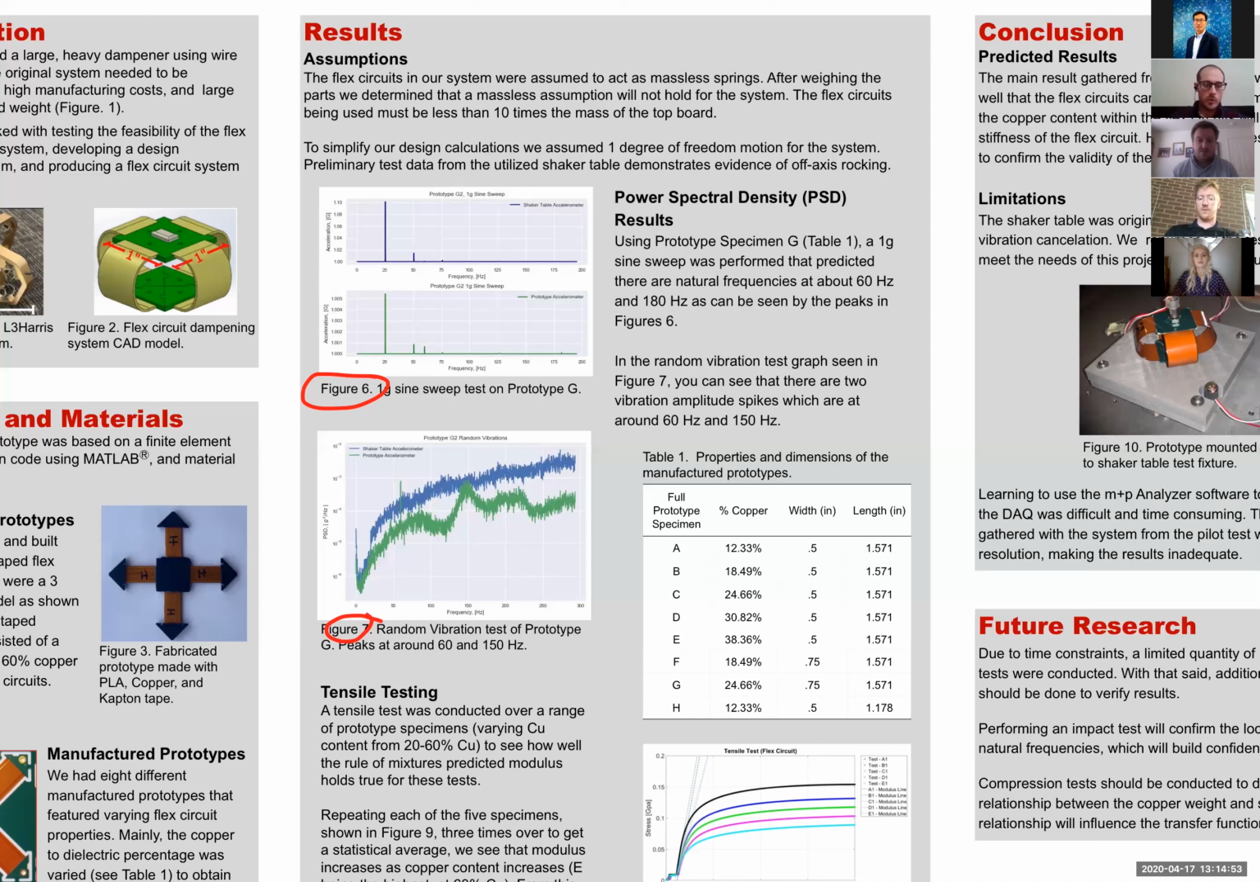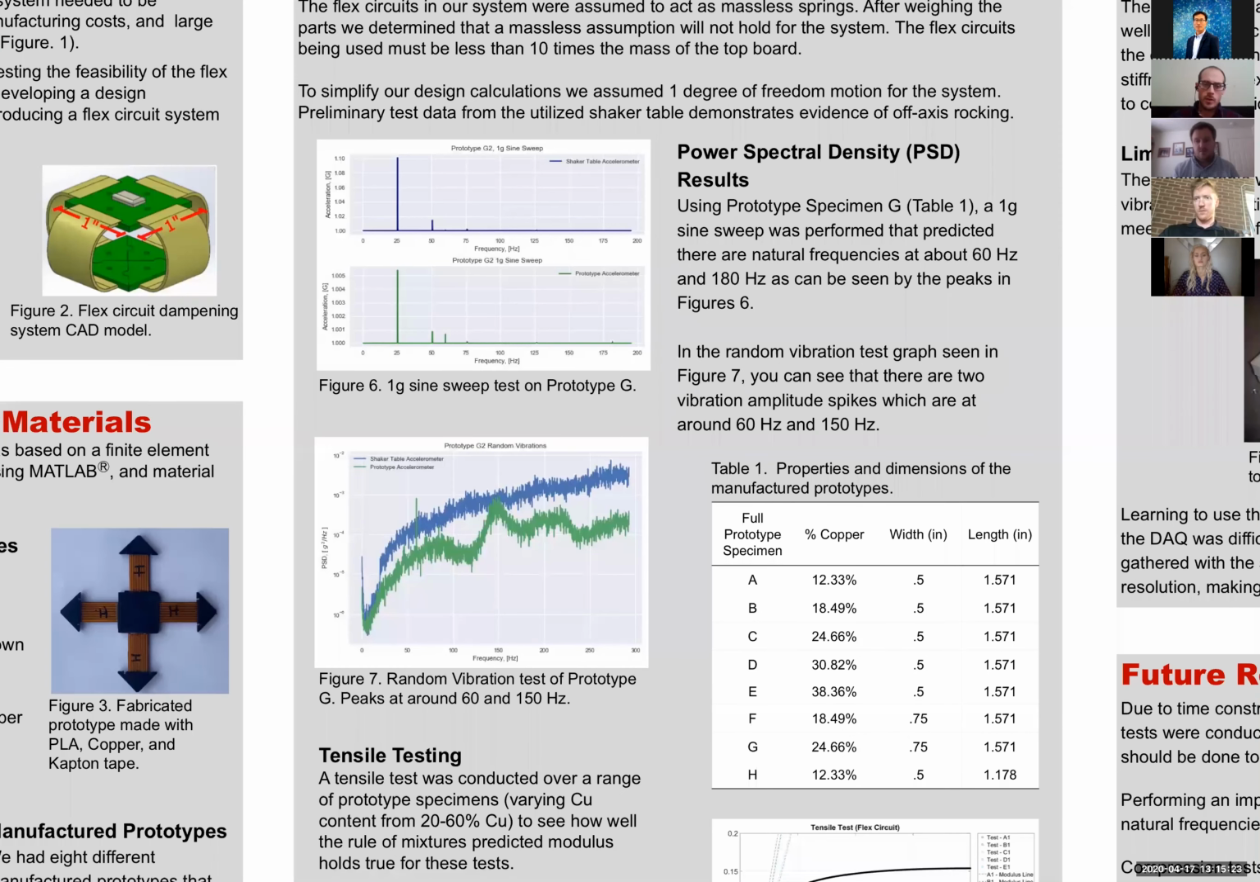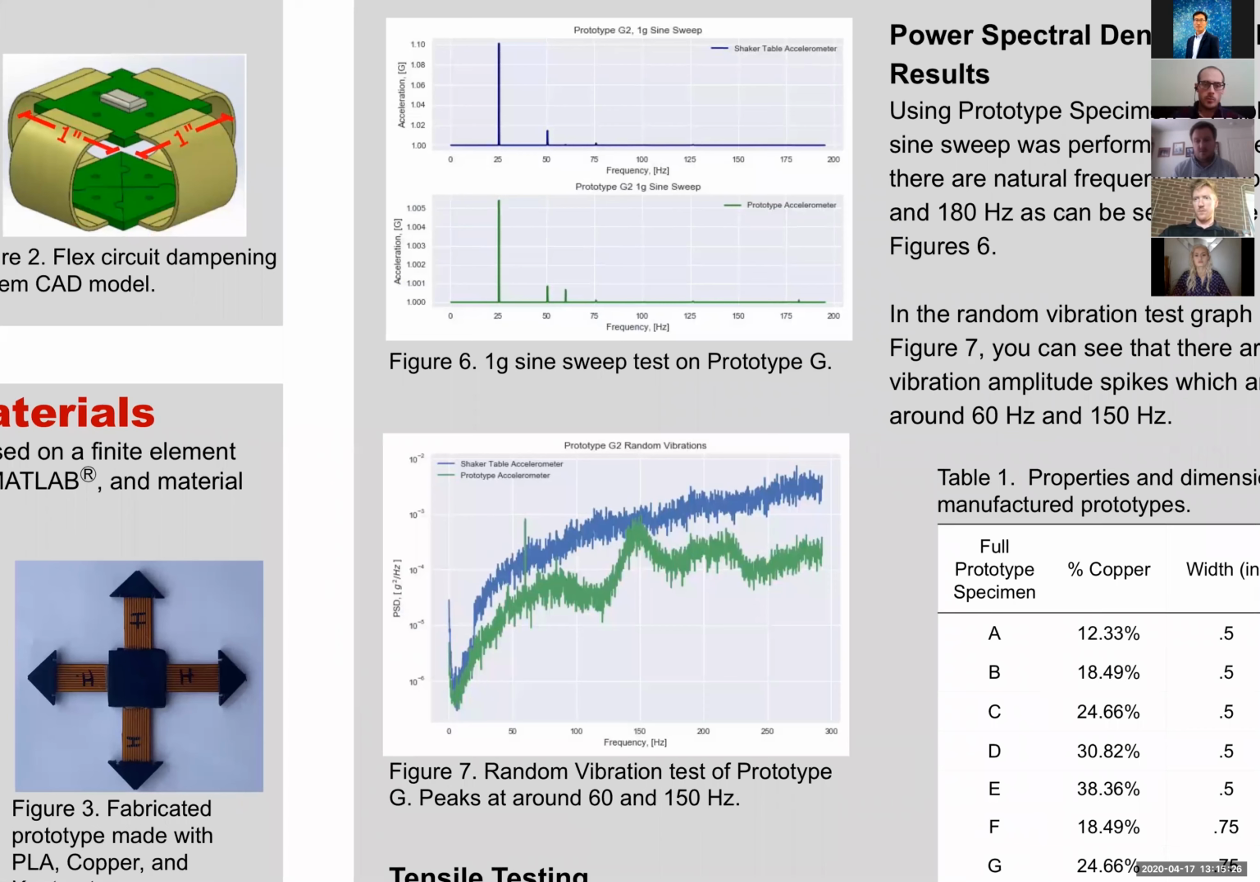So starting with the 1G sine sweep, the first things you see are the peaks coming on at 25 hertz and 50 hertz. We believe this to be the resonant frequencies of our actual testing fixture, or the table we were actually working with. We believe that's kind of what's going on there. But you can notice there's a difference. On the top of this 1G sine sweep, we're plotting the actual table response. And on the bottom in green, we're actually plotting the prototype response.